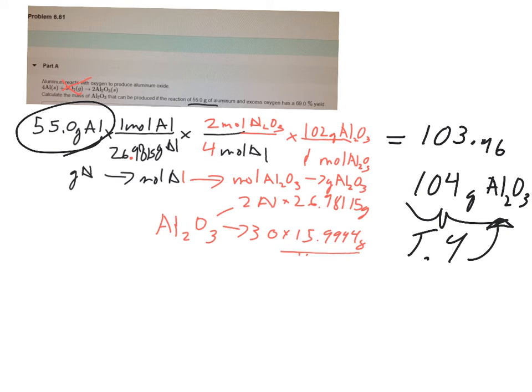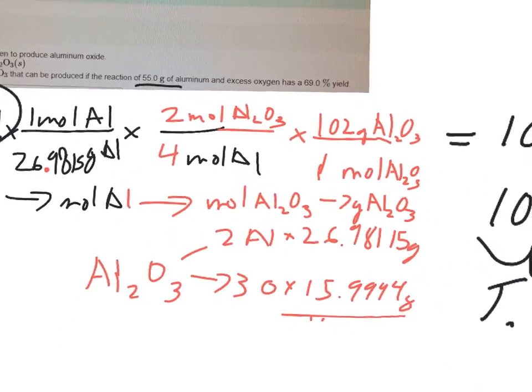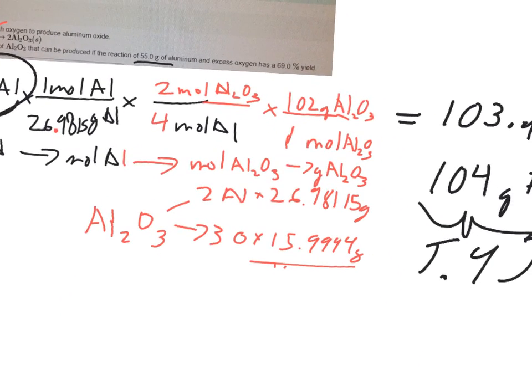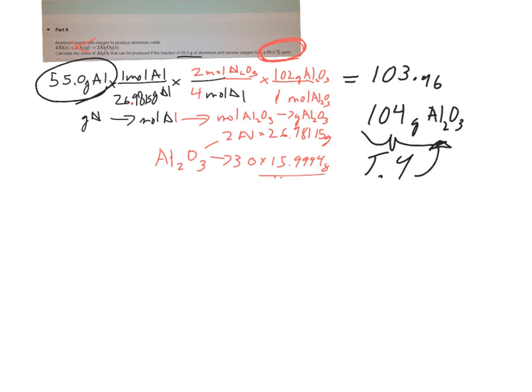Now, if we read this problem, they're telling us that we're really lousy at our jobs, that we're only able to make 69% of what we're supposed to. We have a 69% yield. Now, percent yield, remember, is your actual yield over your theoretical yield times 100. And what they're asking for in this problem is for you to solve for what that actual yield is. They're giving you the percent yield.